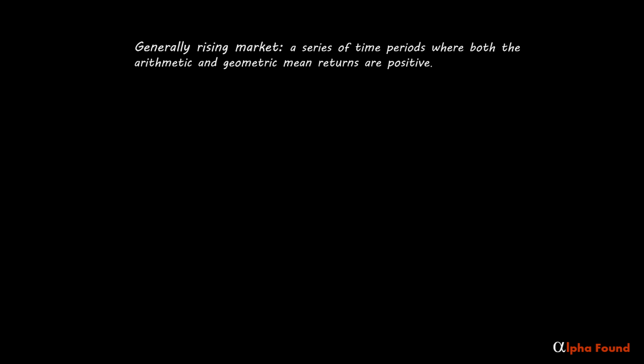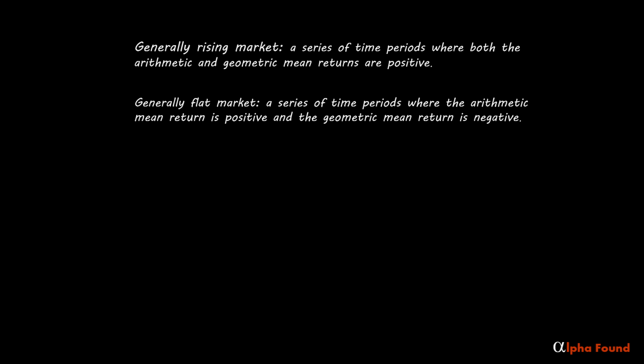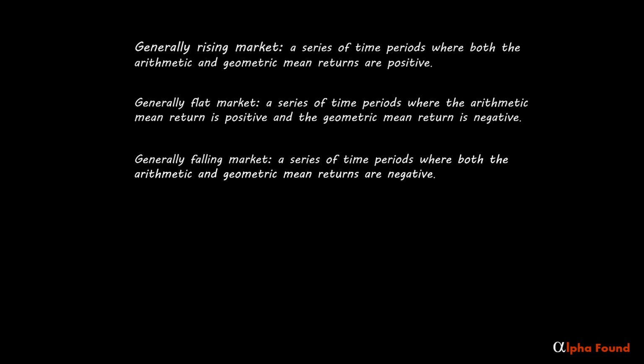The phrase generally rising market is any series of time periods where both the arithmetic and geometric mean returns are positive. A generally flat market occurs when the arithmetic mean return is positive while the geometric mean return is negative, and a generally falling market is a series of time periods where both the arithmetic and geometric mean returns are negative.